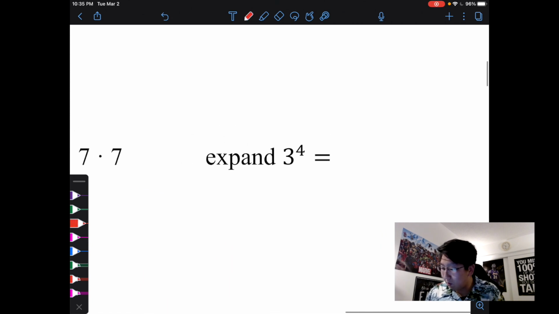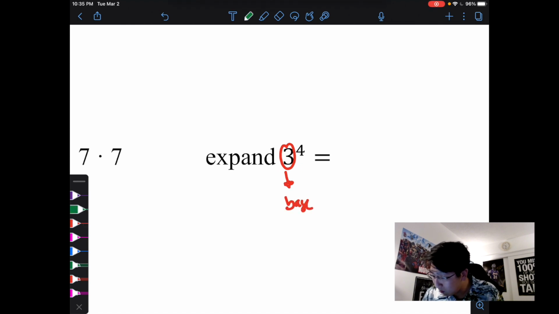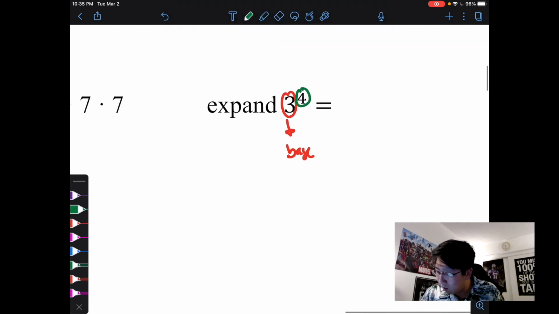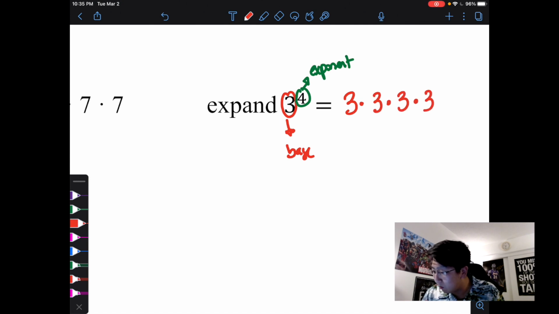Here's our last one. We're going to do it ourselves. So we're going to go ahead and take the base. Our base here is 3. And we're going to multiply it by itself 4 times. So here's our exponent. We're going to take our base and multiply 3 times 3 times 3 times 3. And so you can see that we took our base 3 and multiplied it 4 times. So here's 1, 2, 3, 4.